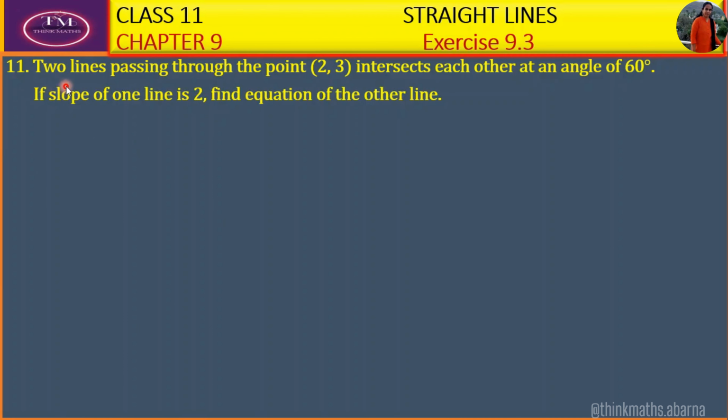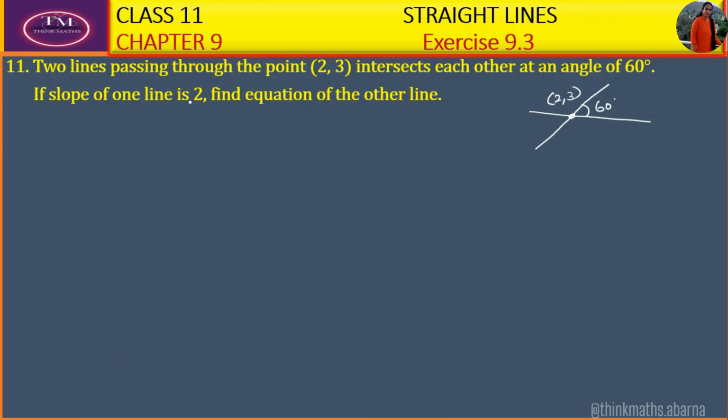11th question. Two lines pass through the point (2, 3) and intersect each other at an angle of 60 degrees. If the slope of one line is 2, we have to find the equation of the other line. So here what is given? The two lines pass through the point (2, 3). So this is the common point for both the lines, and these two lines make an angle of 60 degrees. So the angle between the two lines is given and the line passes through the point (2, 3). Now we have to find the equation of the other line.